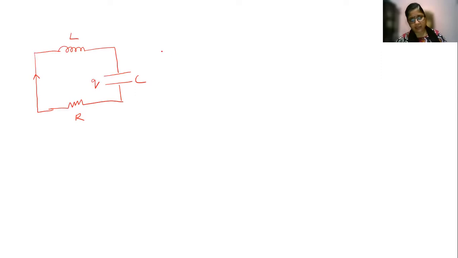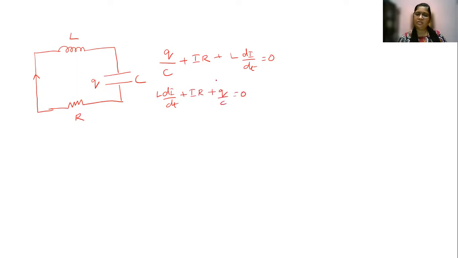So we have an equation for LCR circuit, which you could write as Q by C, the charge divided by the capacitance, plus I into R, then plus L di by dt is equal to 0. So now I will again rewrite this equation as L di by dt plus IR plus Q by C is equal to 0. Now what is this Q? Q is the total amount of charge. And current is the rate of flow of charges, right? So you can say I is equal to dq by dt.